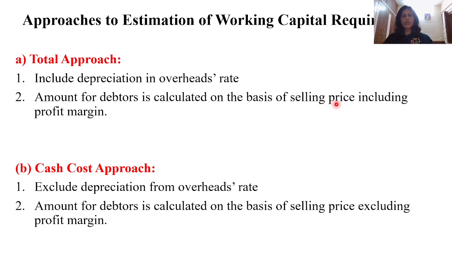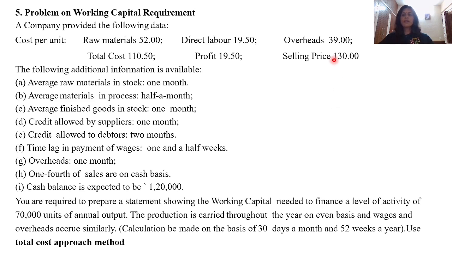Now let me go to the question again. Here it is given 130. So just keep this in mind. Second thing which I want to tell you, find out the number of units annual production, that is 70,000 units. We are going to take this item in every calculation.